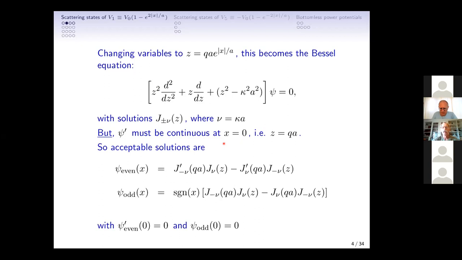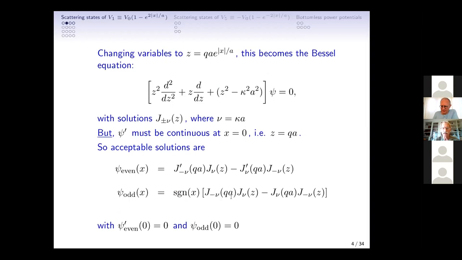The acceptable solutions to this equation you can take to be even or odd. The even ones are like this, where QA is the value of z when x equals zero. This is an even state, and it satisfies psi prime equal to zero at the origin. The odd one is actually zero at the origin, so that's an odd thing when you put in this sine function here as well. Those are the actual explicit solutions.